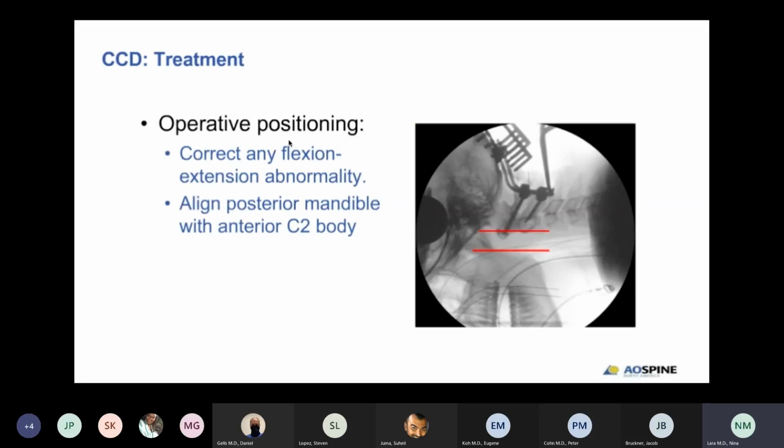Looking at operative positioning, I think Dr. Gelb, you've talked about this before, about looking at the posterior mandible with alignment of the anterior C2 body, but I know that this may be difficult to discern because the patient is obviously intubated and their mouth is open. This measurement is typically preferred with the mouth not wide open. Is that correct? Yeah, I think if they put a big bite block in, you can fool yourself, right? But I think you can look at the hard palate. I know Steve has a pretty good way of looking at the hard palate in relation to the spine. What do you do, Steve?